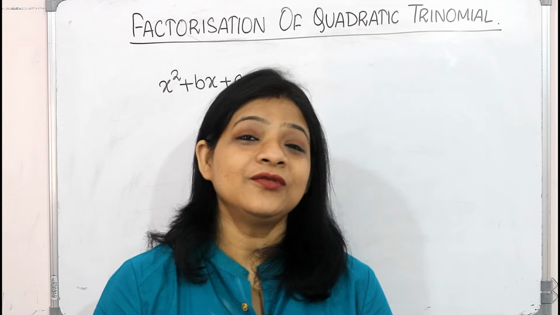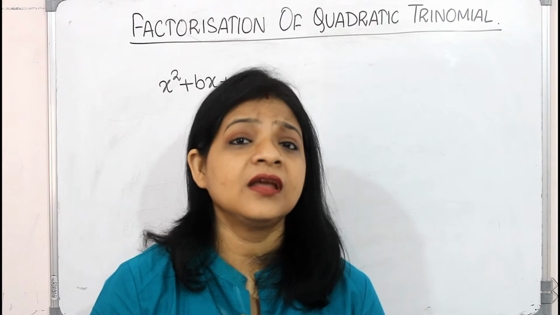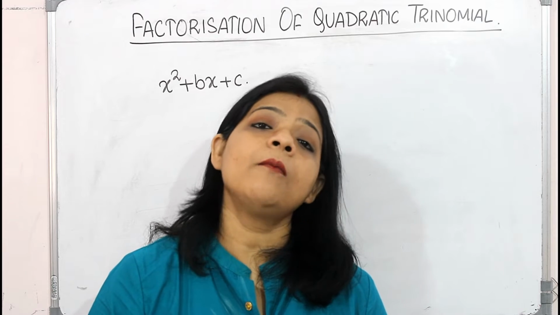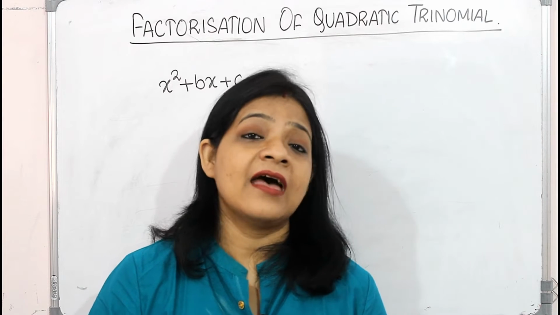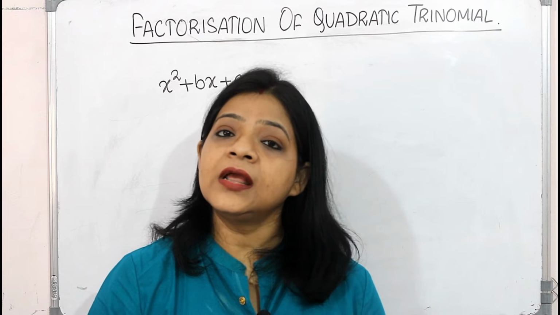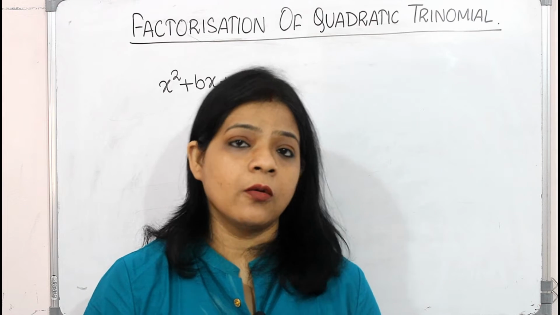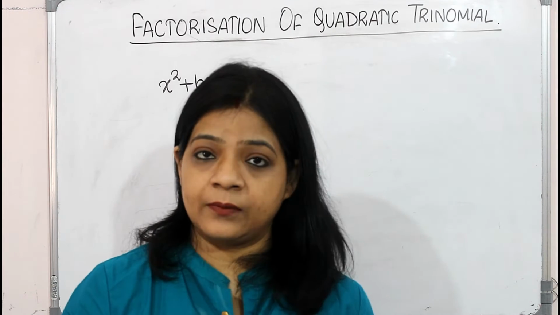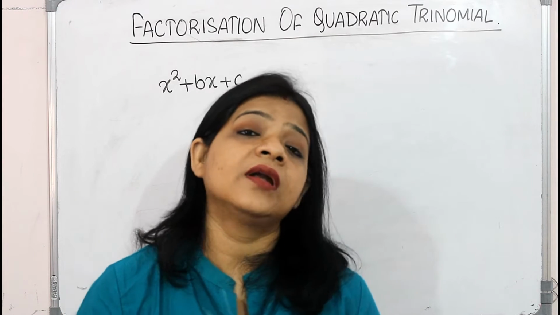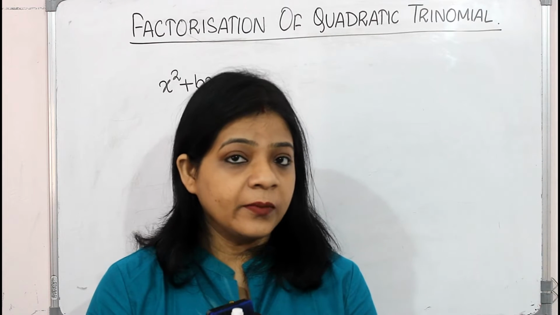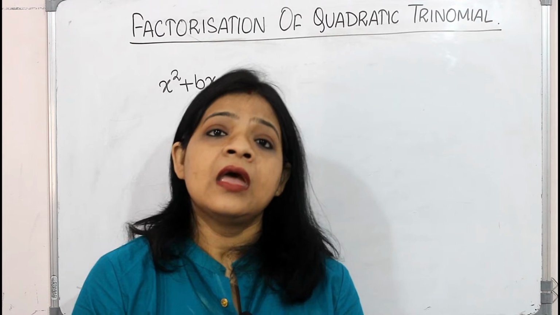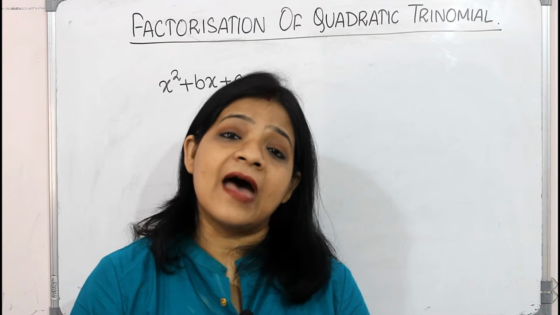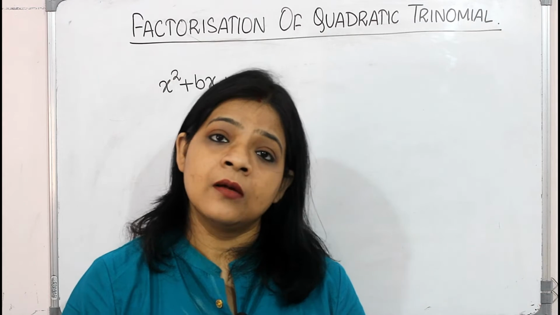So today we are going to discuss factorization of a quadratic trinomial. So what is a quadratic trinomial? Trinomial means a polynomial that has three terms, and quadratic means the order of the polynomial is 2. And it is a one variable polynomial. So a quadratic trinomial is a polynomial that has three terms, quadratic means the order of the polynomial is 2, and it is a one variable polynomial.